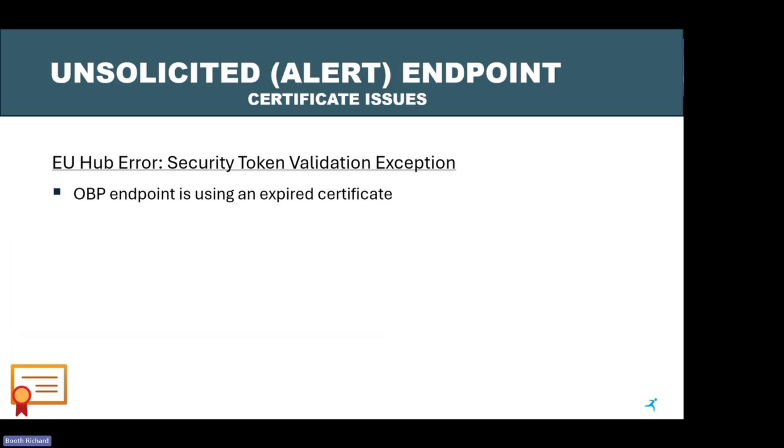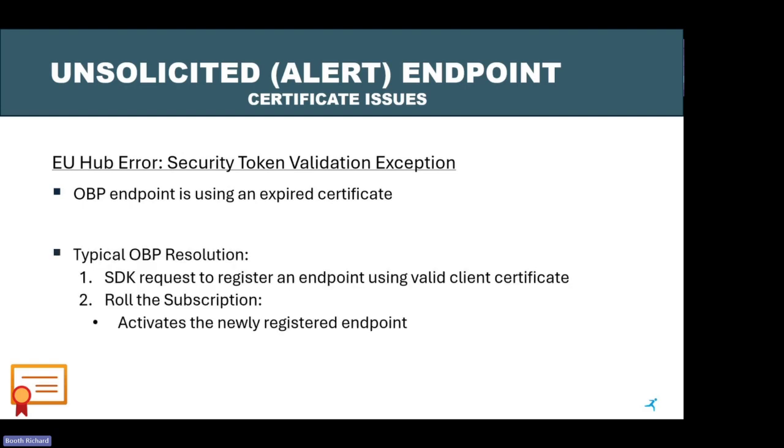So security token validation exception is first, and this is the one we see most commonly. If there's only one item you take away from this webinar, it's this one. This occurs typically when an OBP is using a certificate that has expired.